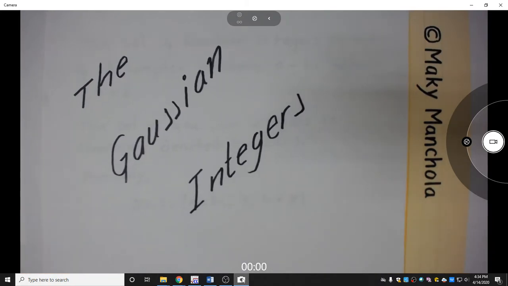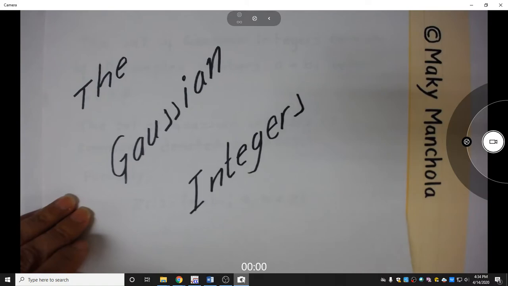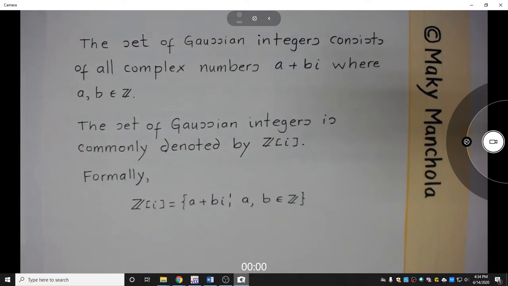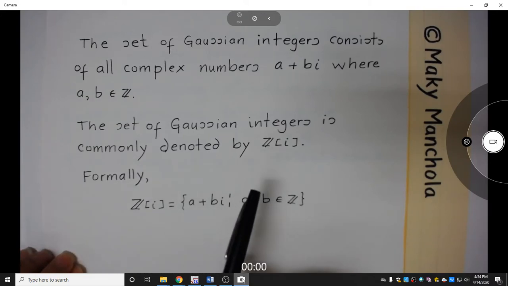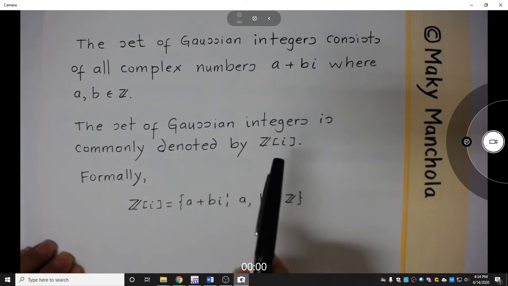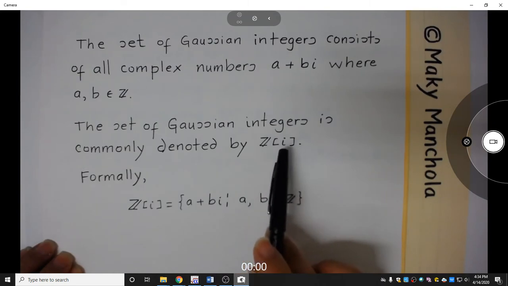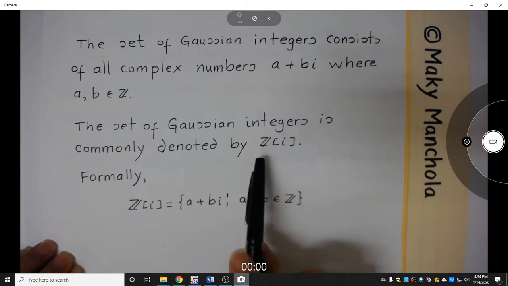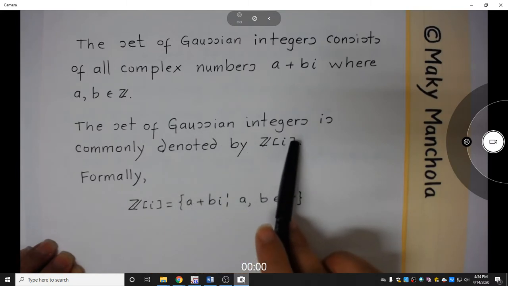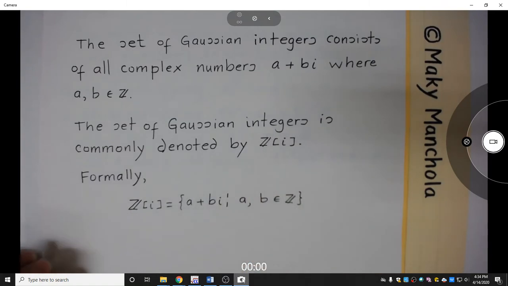The Gaussian integers. The set of Gaussian integers consists of all complex numbers a plus bi, where a and b are integers. The set of Gaussian integers is commonly denoted by the notation integer symbol, brackets, i in between. But it is pronounced Gaussian integers, the set of Gaussian integers.